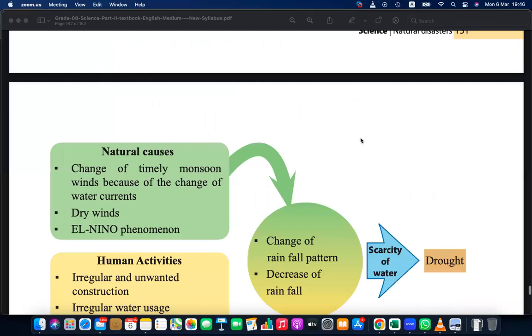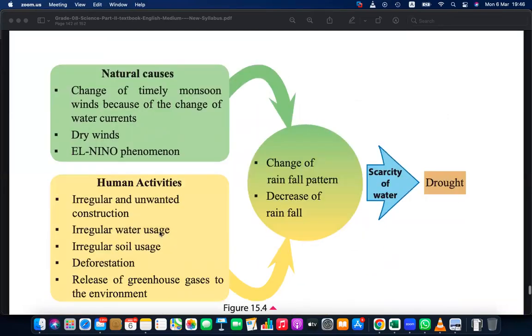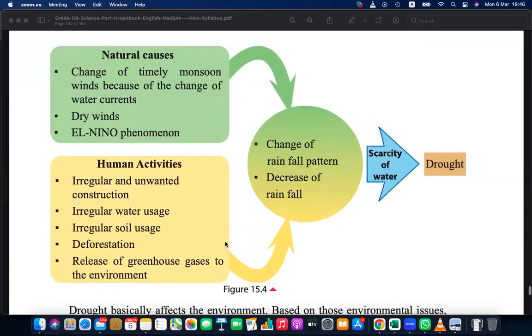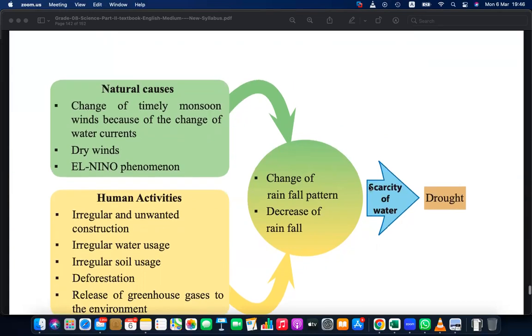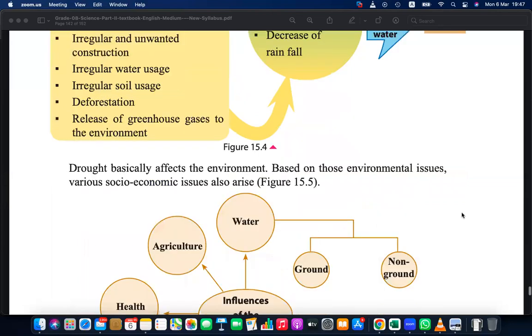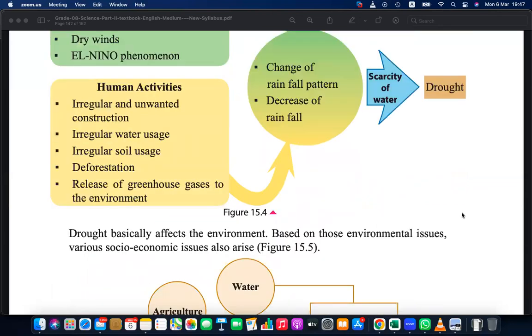Okay. So natural causes and also human activities: construction, irregular water usage, soil usage, deforestation, greenhouse gases. So this can affect, right? Actually, scarcity of water, when the amount of water is less, drought is the final situation. Decrease of rainfall and change of the rainfall pattern can cause drought. El Nino is not a natural disaster, but it can make the weather extreme, right? El Nino is not a natural disaster, but it can make extremes.